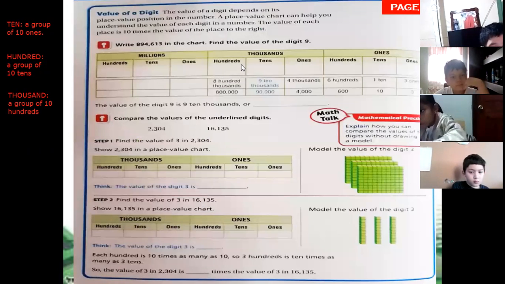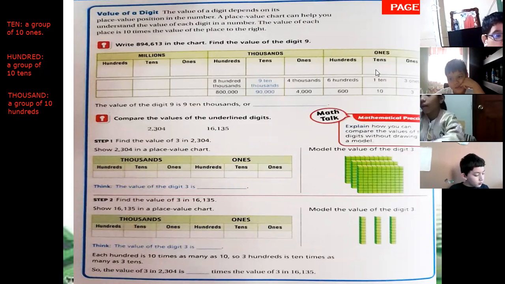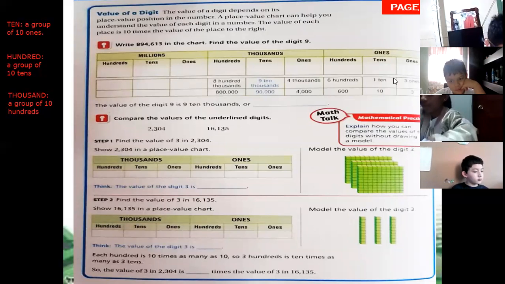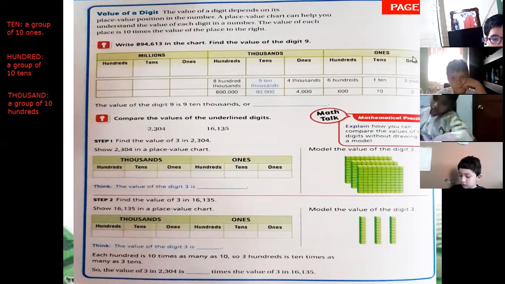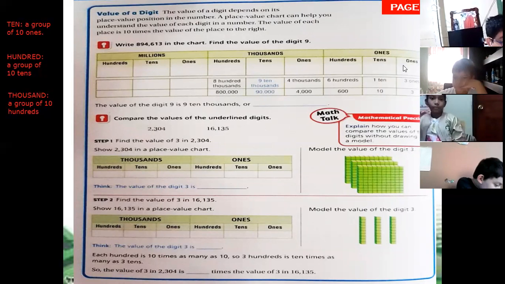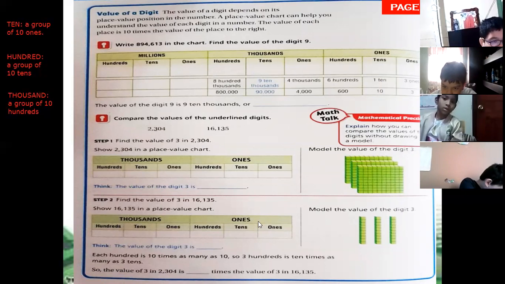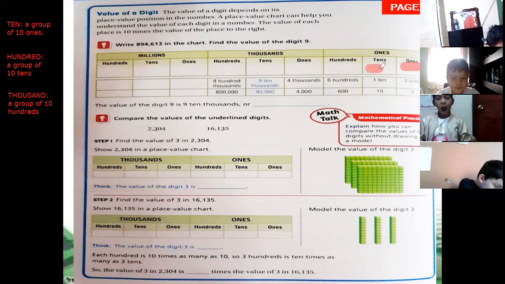Six. Value of a digit. This is a place value. Place value is a chart, and with the place value you can see the value of each digit, okay? Ones, tens, hundreds, once again, ones, tens, hundreds.